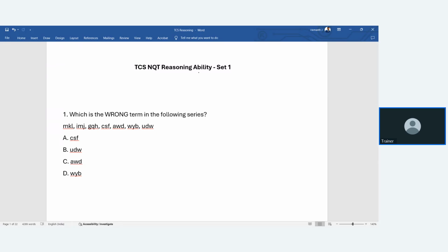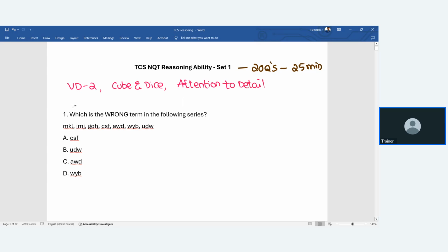Today we're focusing on TCS NQT reasoning, and as per the test pattern, we have 20 questions and 25 minutes time duration. What topics to be focused is already given in a list. In general, they'll ask Venn diagrams, around 2 questions. Cubes and dice related, 1 question. Paper cutting, paper folding. Attention to detail or decision making, blood relations. Arrangements, data arrangements.